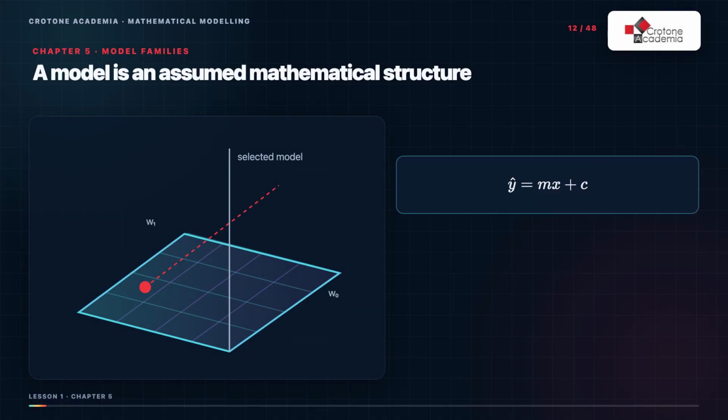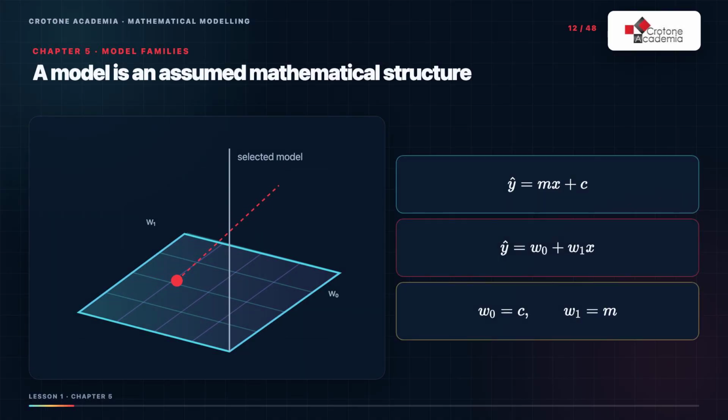Suppose we choose the straight line family. We first write y hat equals mx plus c, then transition explicitly to the parameter notation. Y hat equals w0 plus w1x. The correspondence is w0 equals c and w1 equals m.